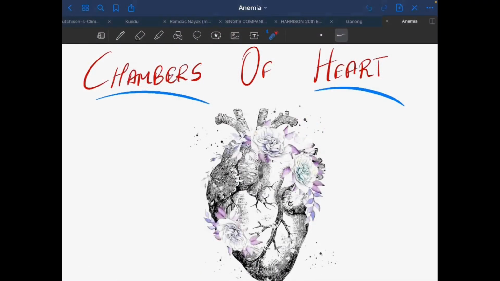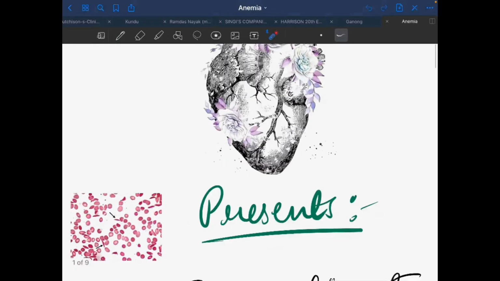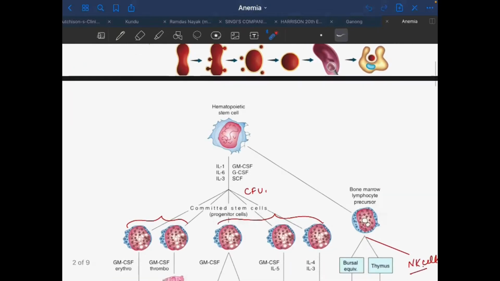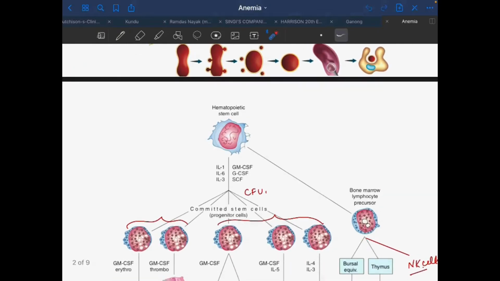Today we will be starting a new topic, that is Introduction to Anemia in Pediatrics. So to begin with, let's begin with what is the process of haematopoiesis. What happens in haematopoiesis? The physiology part.